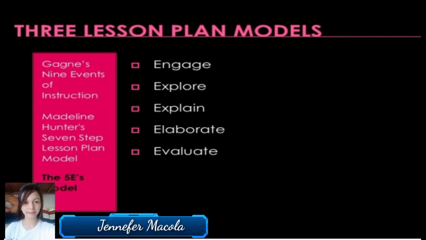And the last is evaluate. In the final phase, students evaluate or reflect, providing evidence of their new understanding of the material. In this phase, students evaluate through examinations, assignments, or self-assessment.